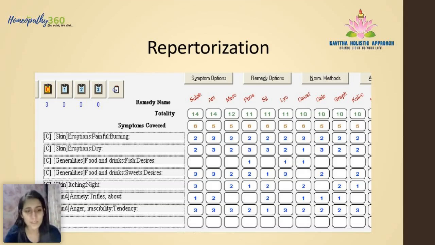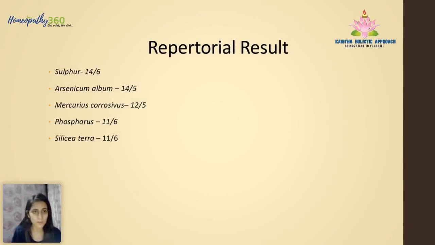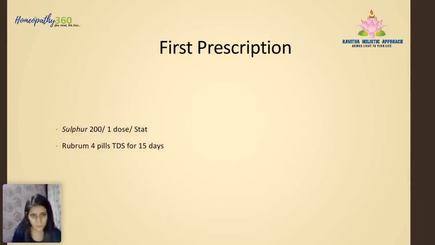So here in this case, I didn't get any mental thing which could cause this ringworm. There was no pathology behind. There was no mental pathology behind this case. So that's why this case was considered for normal repertorization. Normal repertorization was given. So the eruption during the first prescription was this.